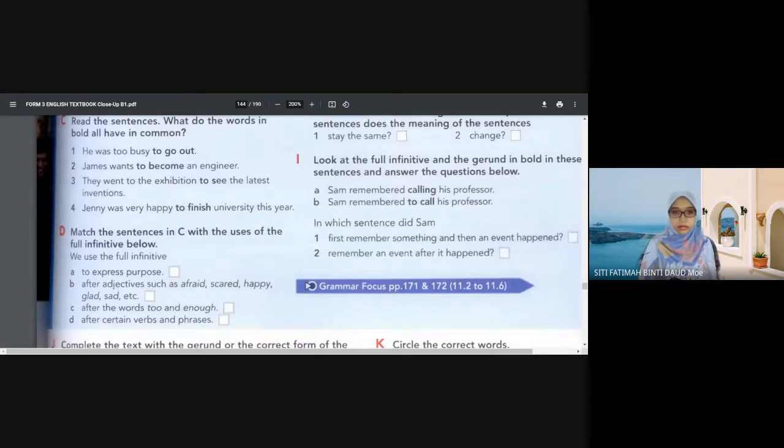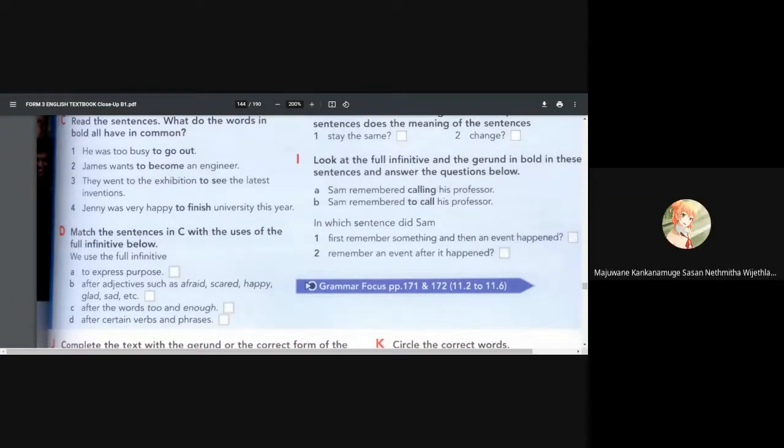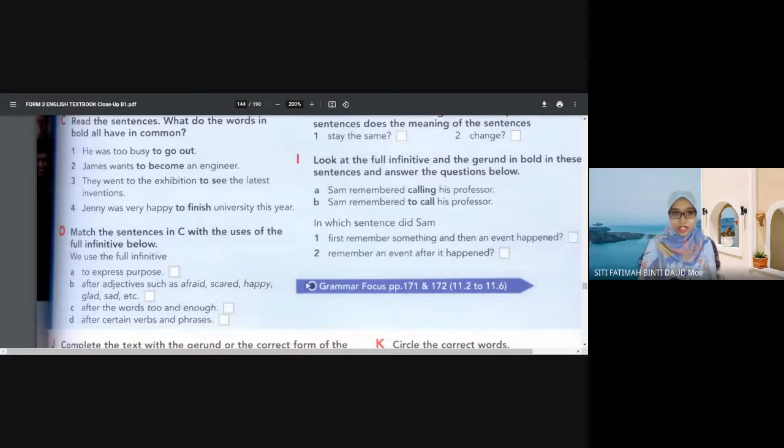What about adjective? Such as afraid, scared, happy, glad, sad. 4. Very clear, right? Jenny was very happy. Okay, so this is number 4. After the words too and enough, so we have number 1 lah. He was too busy. So C is 1 and D is number 2. After certain verbs and phrases, James wants to become an engineer.